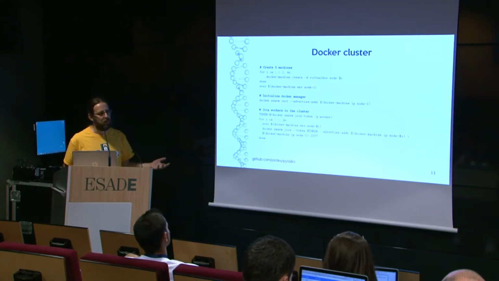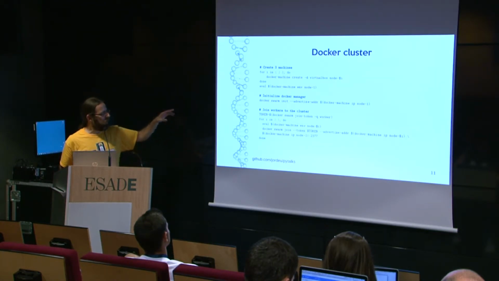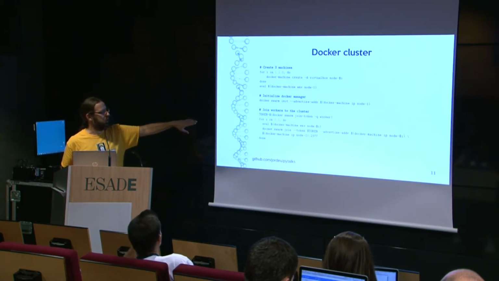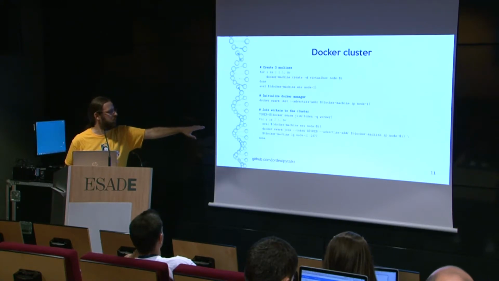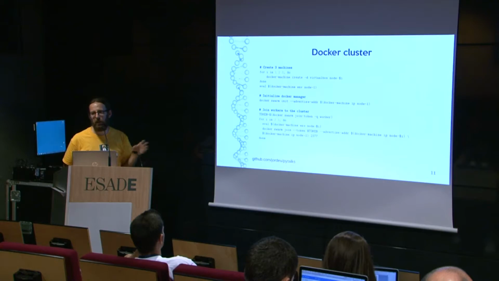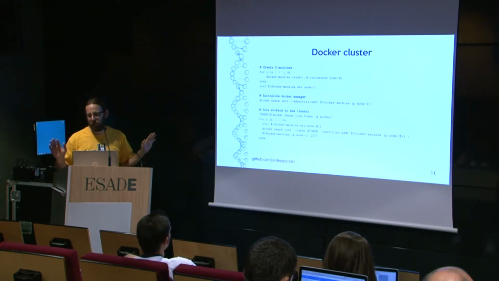You can have more than one. The managers cooperate with a consensus protocol. And then for the rest of the nodes, you just need to do swarm join with the token and the IP of the manager. And that's it. You have the cluster. So when you run a new service or new container in your cluster, it can run anywhere in the cluster.